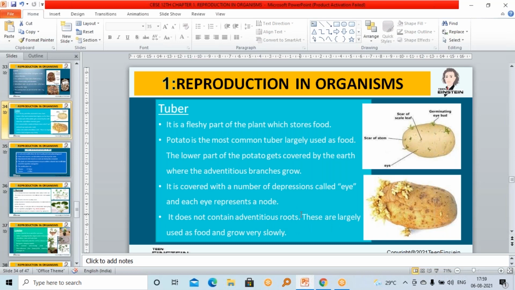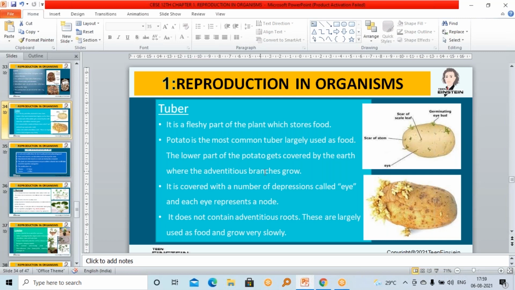They are largely used as food. One scar will be present at one end. That is the one main scar that shows the attachment to the stem. That is the portion where it is attached to the stem. Here you can see the buds arising, and each one can grow as a separate plant. So just learn with common examples. It will be easy for your board exam.